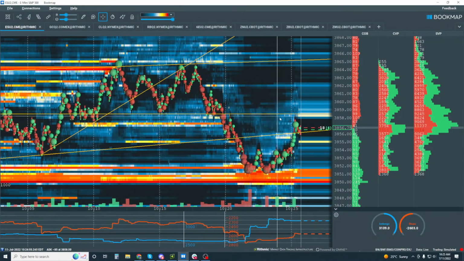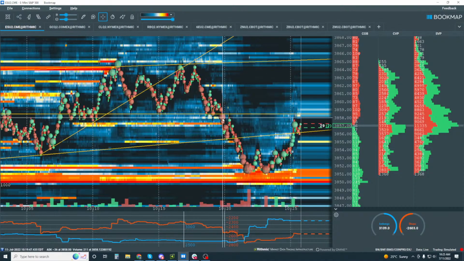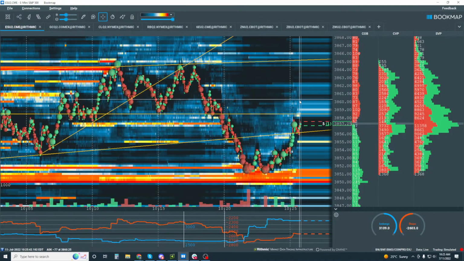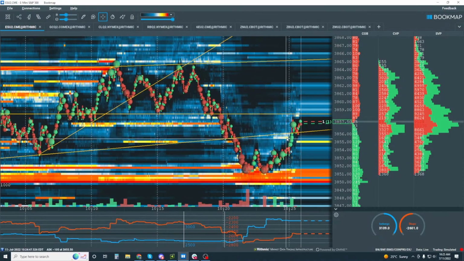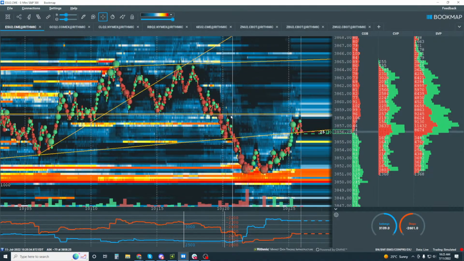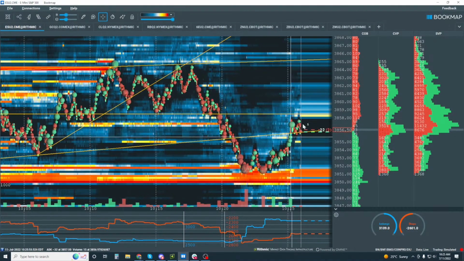Okay, so we need to see buyers above that area. Then all of these sellers in here are basically trapped. Look for the short squeeze to the upside. Okay, now how do you manage something like that? If this was going to be a squeeze, how would you manage something like that? Well, it's up to you.